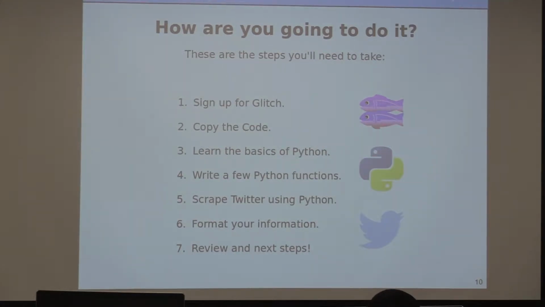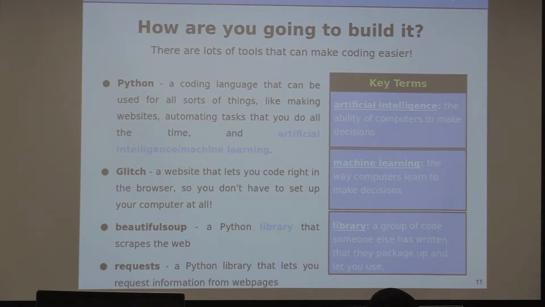So one of the first things we're going to do is sign up for Glitch. That's going to be on the next slide, so don't worry about it yet. We're going to look at the code. We're going to do some overview of what Python is. We're going to write some Python functions. We're then going to implement the scraping scripts to do that on Twitter. And then we're going to format the information, and then we're going to finish up, okay?